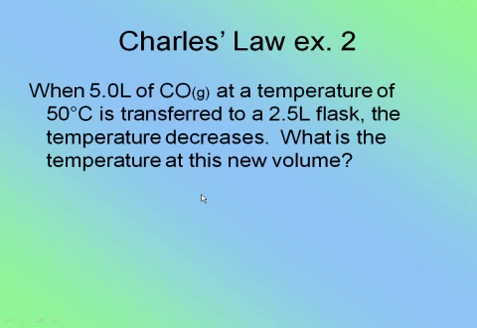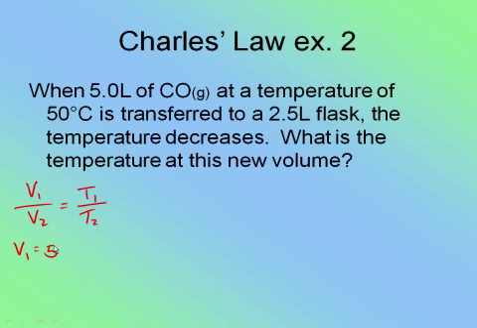When 5 liters of carbon monoxide at a temperature of 50 degrees Celsius is transferred to a 2.5 liter flask, the temperature decreases. What is the temperature at this new volume? Okay, so first thing you do, write down your formula. V1 over V2 equals T1 over T2. Write down what you know.